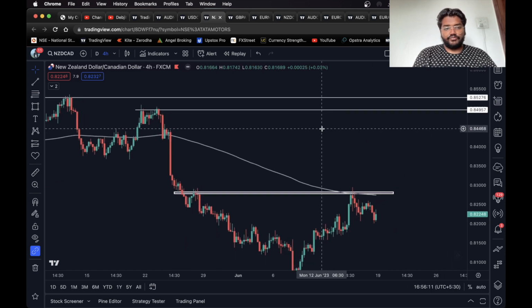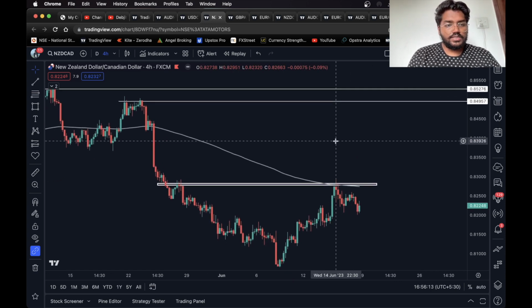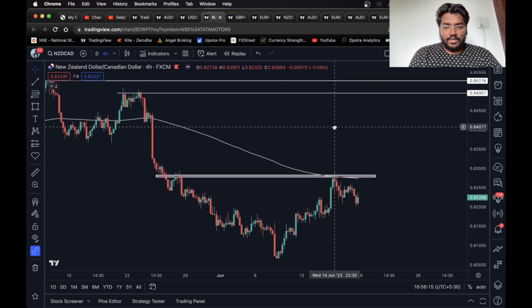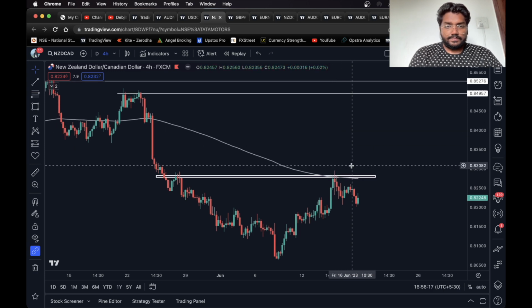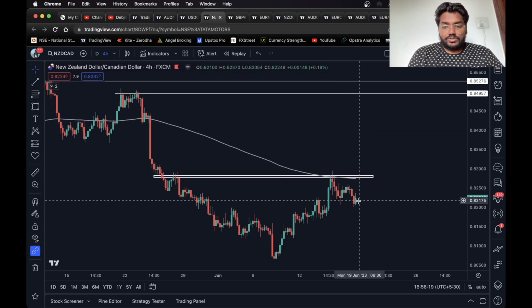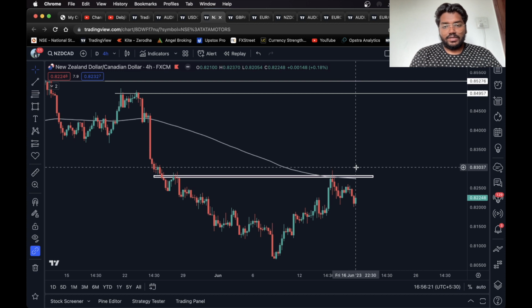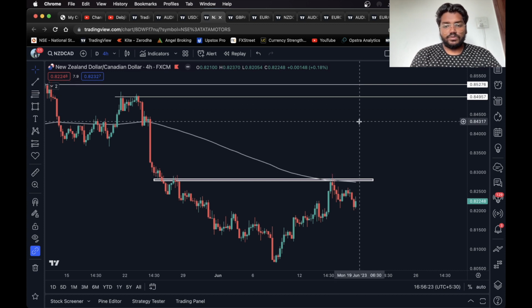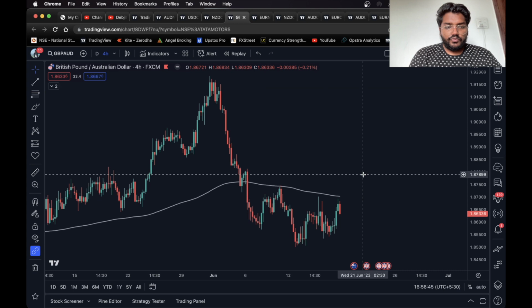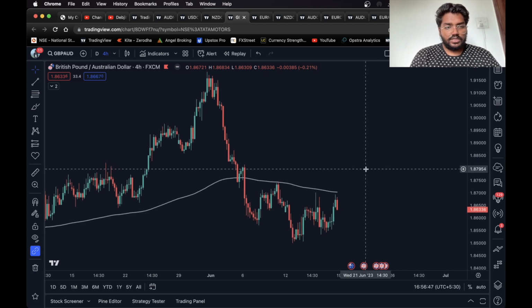This is 4-hour time frame of New Zealand dollars and Canadian dollars. After it sustains above this level, a long entry can be taken, and you can consider these two as your targets. Moving on to the next one, we have British pounds and Australian dollars, GBP and AUD.